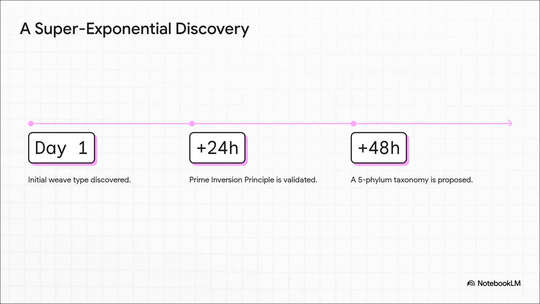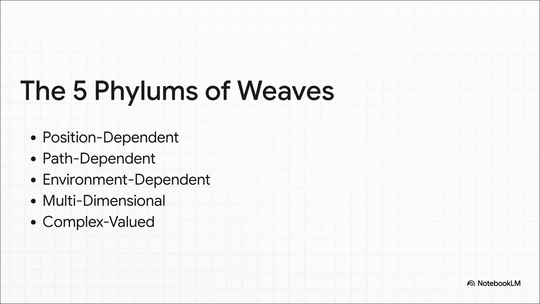They went from spotting one weird result to validating a whole new mathematical law to then proposing an entire classification system for these things. It's just an absolutely astonishing speed of discovery. So yeah, they didn't waste any time. They quickly came up with a whole taxonomy, like a family tree for these weaves. And they started imagining stuff way beyond the simple ones we've been talking about.